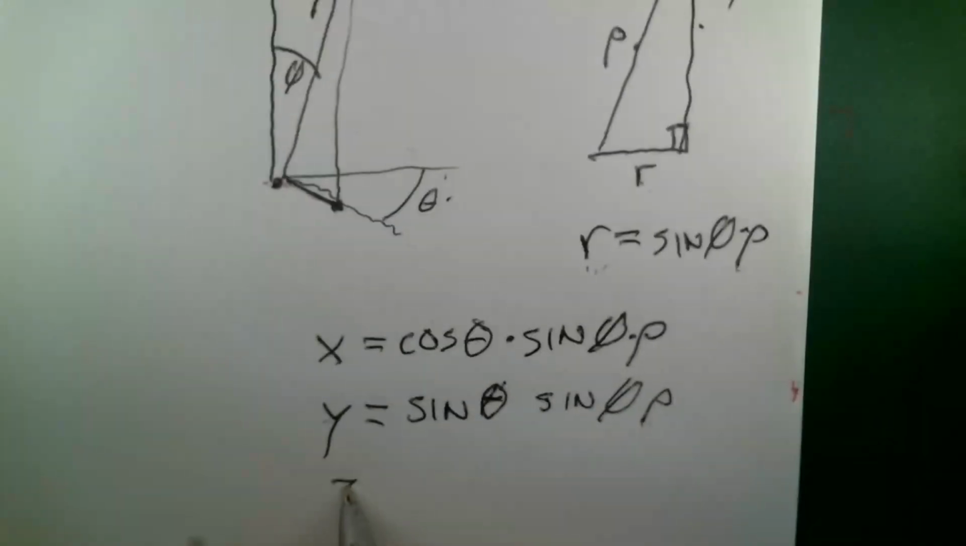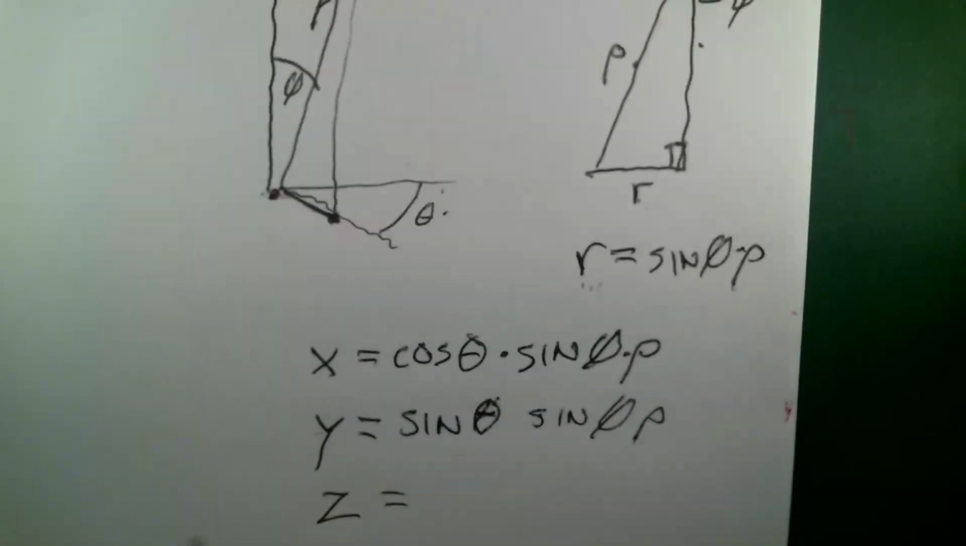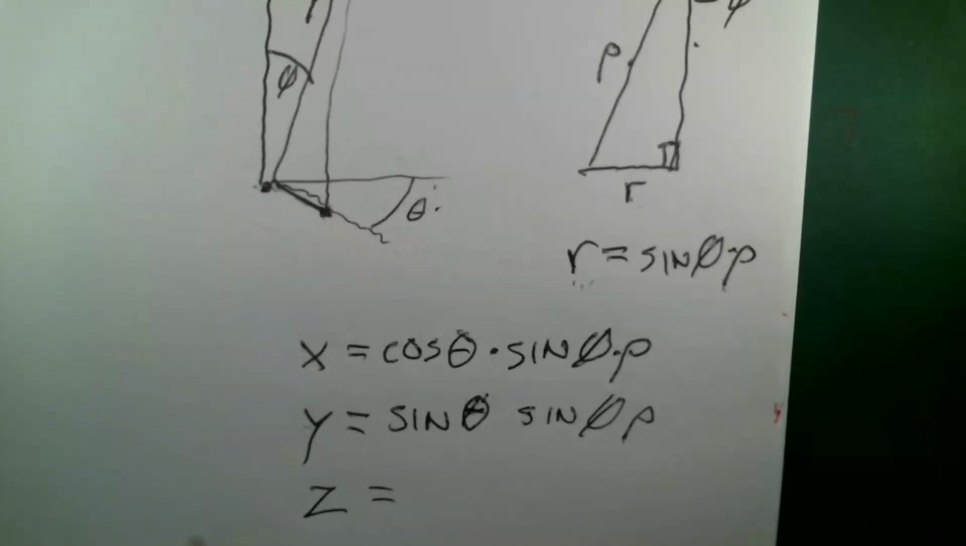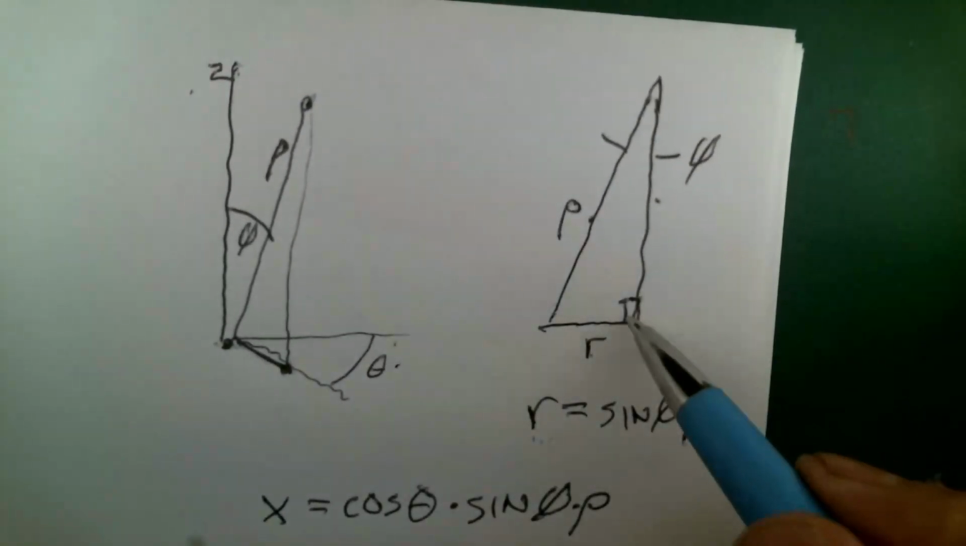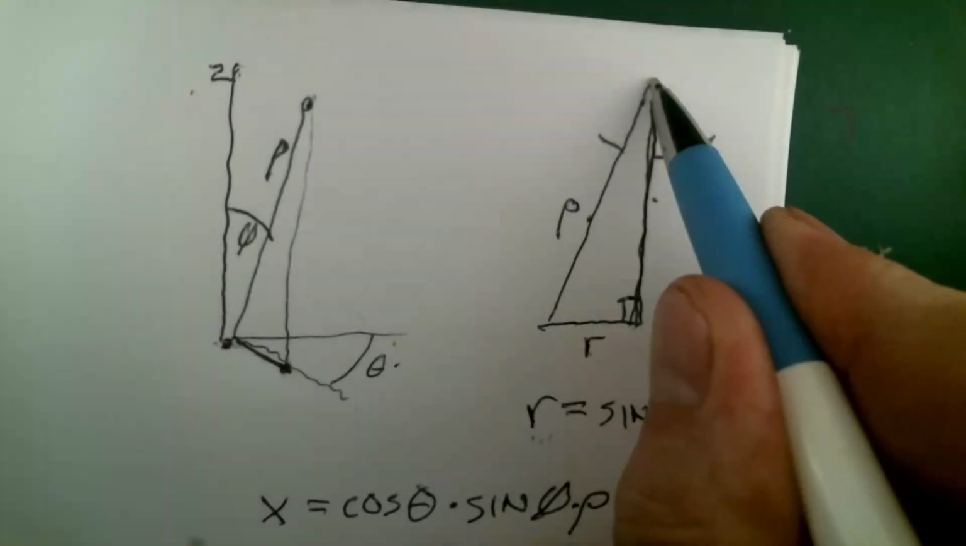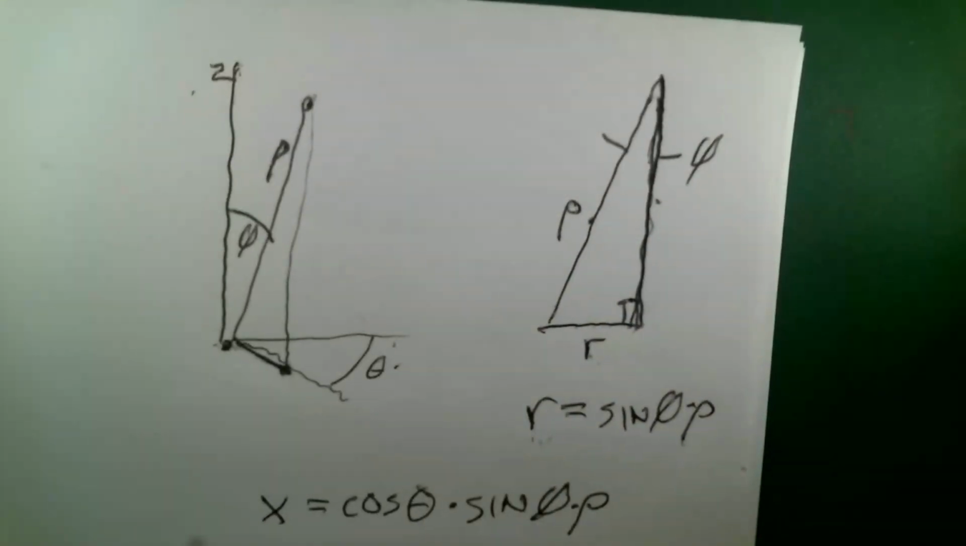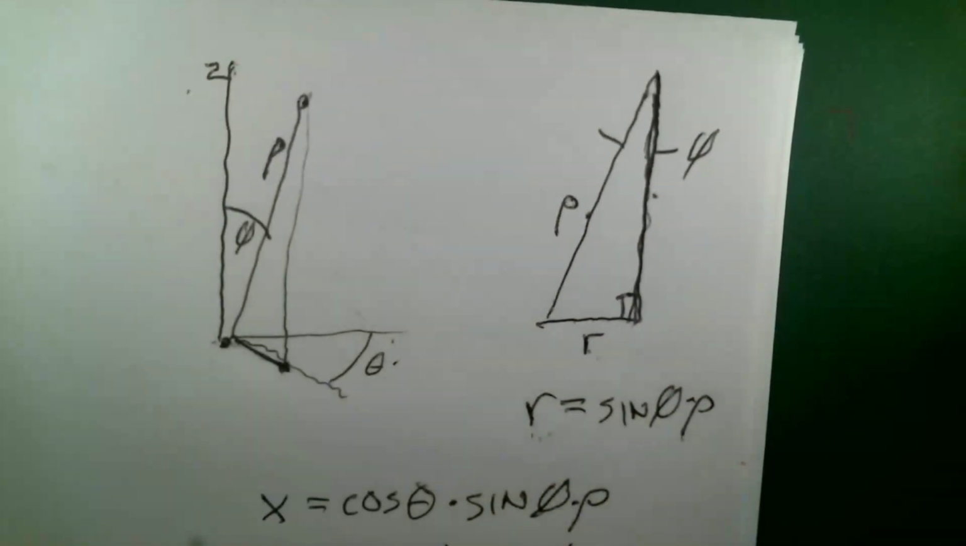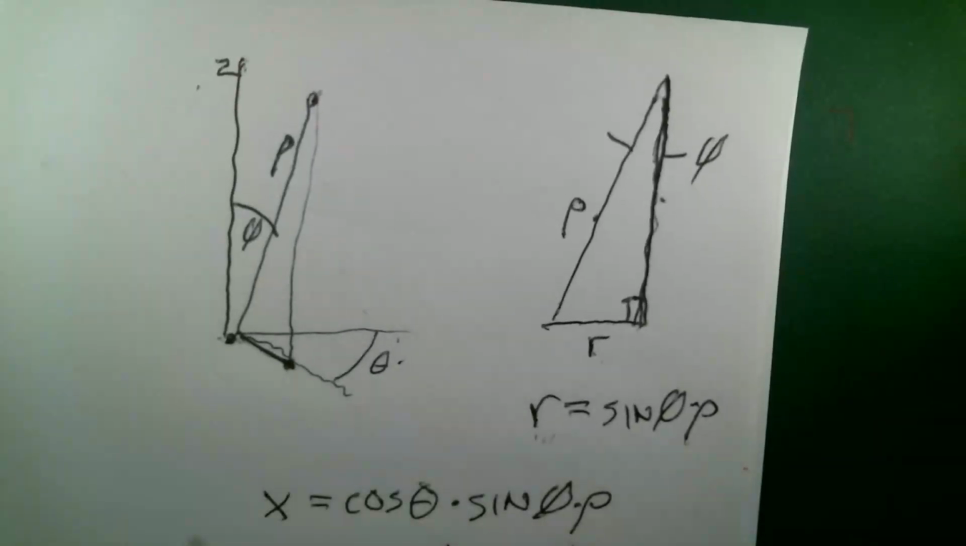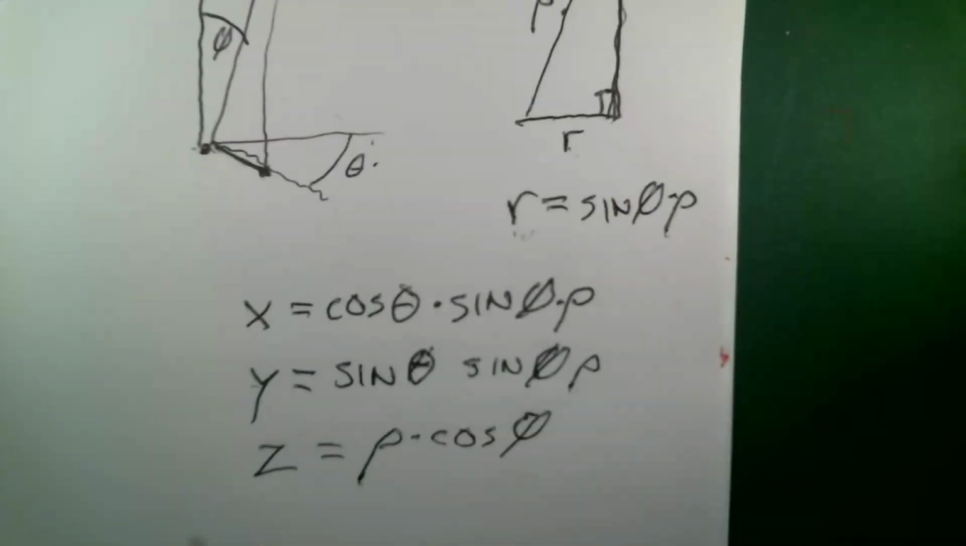Finally, z. What's the z coordinate in terms of rho, theta, and phi? We actually did just see that a second ago. I kind of brushed past it, but this height on that triangle, that's z, and that's the adjacent side to phi with rho as the hypotenuse. So z is rho times the cosine of theta. Excuse me, I just misspoke. That's cosine of phi. So those are our coordinate transforms back from rho, theta, phi to x, y, and z.